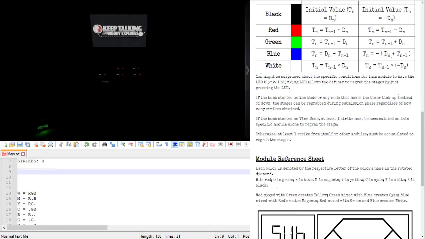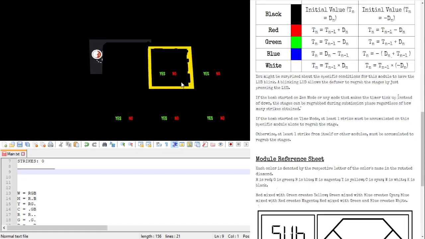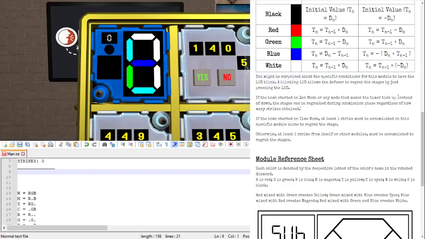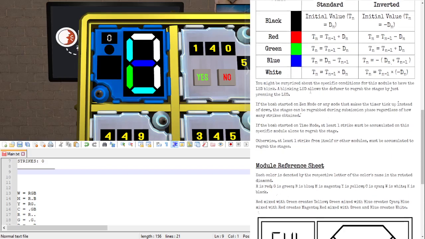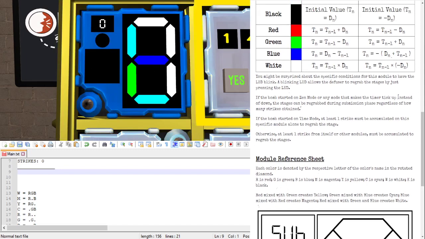These conditions I want to go through. In some cases you may have the LED blinking already, like when you enter the submission board. Otherwise it will just be solid, as you saw on the first bomb. And that means that you can just press it to regrab the stages without striking. And the conditions are that the bomb started on Zen mode, or in any mode that it ticks up.